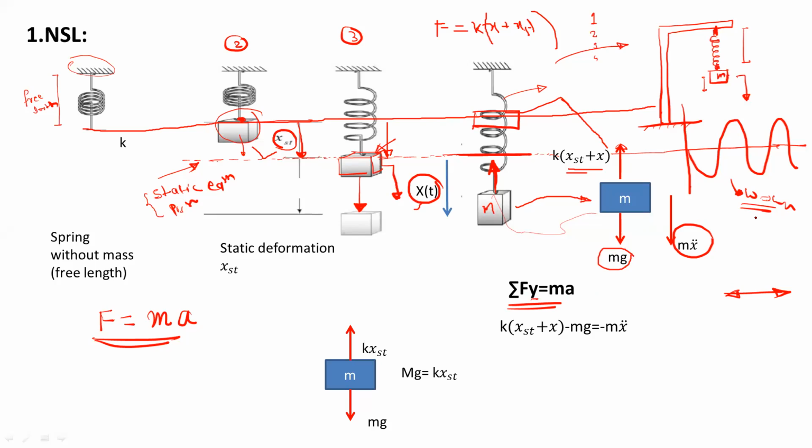Now use the sign. If the forces are in the downward direction, take this as a negative. So K into x static plus x, it is in the upward direction, so it is positive. Mg is downward, negative, equal to this inertia force, that is equal to m into x double dot. So this is again negative, so minus m into x double dot. So if you simplify this equation, K into x static minus mg plus kx is equal to minus m x double dot.